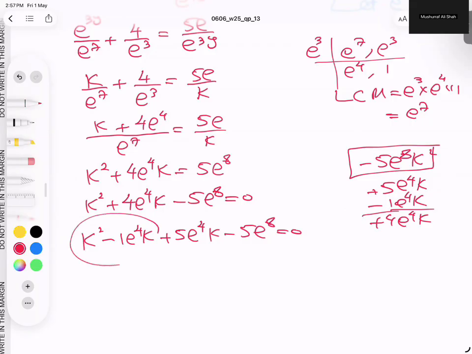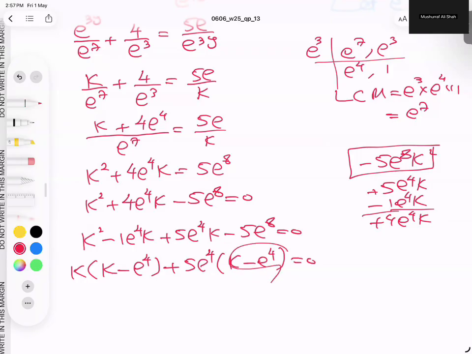What is common from here, students? e to the power 4 k common only. And I'm getting k minus e to the power 4. What is common from here, students? 5 common, e to the power 4 common. I'm getting e to the power 4. Look, students, this fully matched. It means we are doing correct. So k minus e to the power 4 and what is left? k plus 5 e to the power 4 is equal to 0.